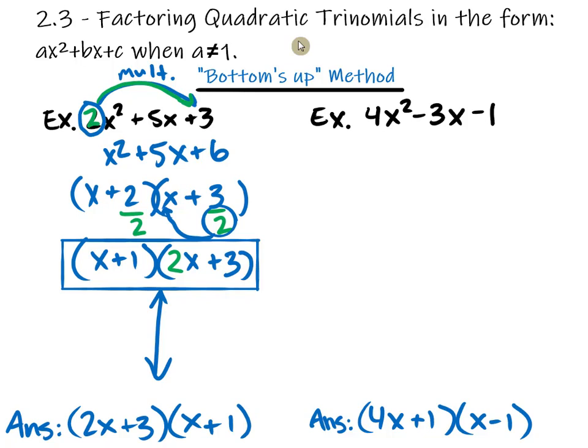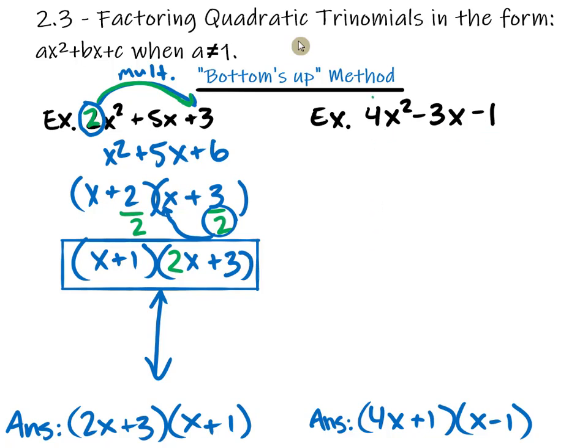So let's try number 4. Or sorry, not number 4, the other example, this guy. We're going to try it with the new method. The correct answer is down here. Let's see if we can match it. Okay, so first thing you do have to check for, though, when you do bottoms up is is there a greatest common factor? You have to take those out first. And in this case, no, nothing in common. So we're ready to go.